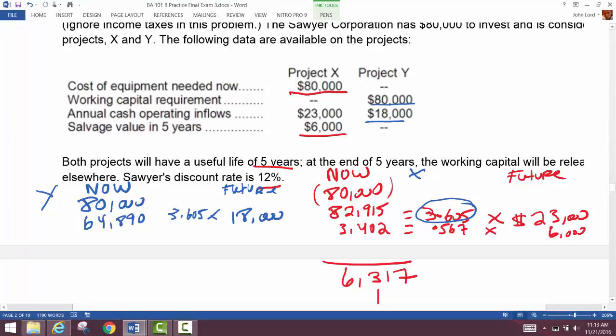The present value of an annuity table builds that in. It's building in the number of payments. That's why all the numbers are more than one. So no, you don't have to multiply that times 5. If we're on the annuity table, it's adjusting right there for the number of payments. So that gives me 64,890, right? And that's going to be the 80,000 going out, the 64,890 coming in, right? Okay, good. Then what?